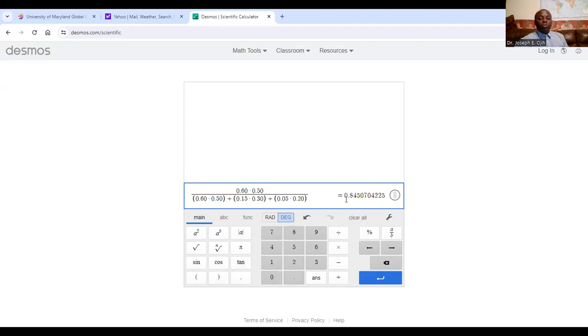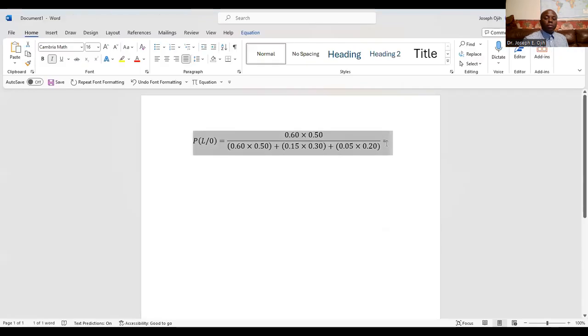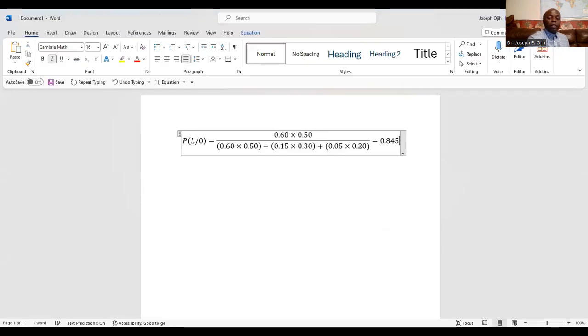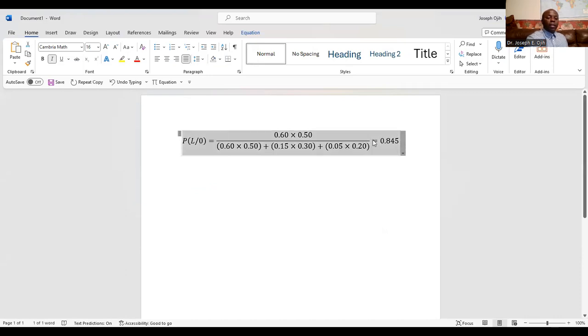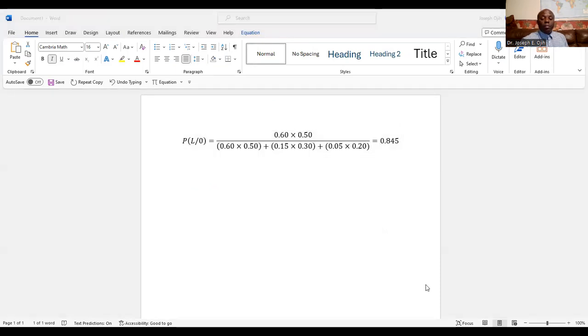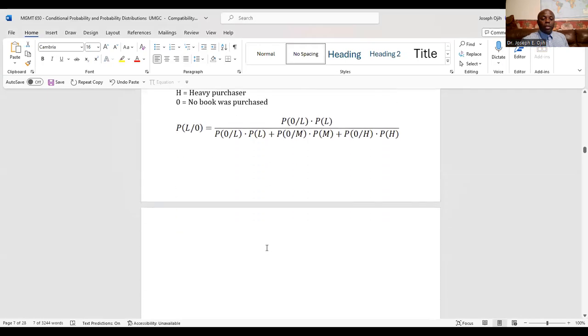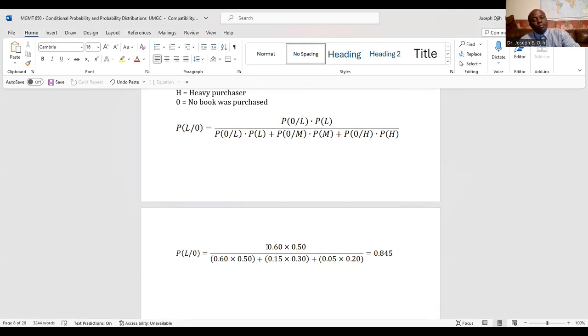0.845, and that is the probability for that. 0.845, that's the answer we are looking for. Any question on this? No, not so far. Just a lot to input, but so far so good.